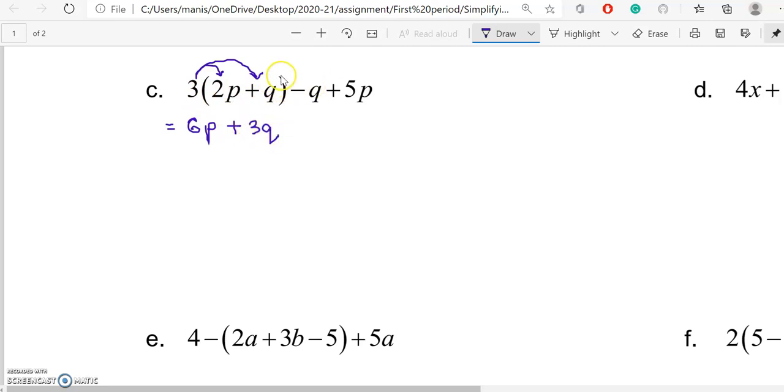Now always keep in mind we don't multiply because the parenthesis stops over here. So minus q plus 5p. Now we have to simplify the algebraic expression. So look for the like term. This is my p. So p and p. So I will bring my p down over here. Now this is my 6 and this is my plus 5.